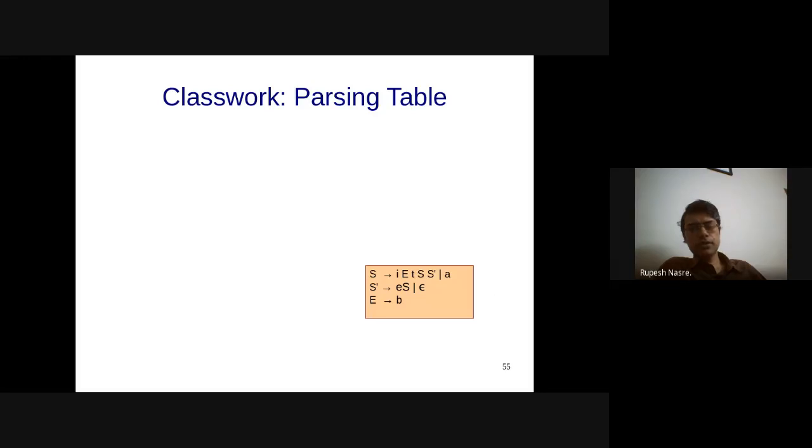Everybody got the same answer, E dollar? Okay, so everybody is getting the same answer. Let's understand why follow of S contains E and dollar.